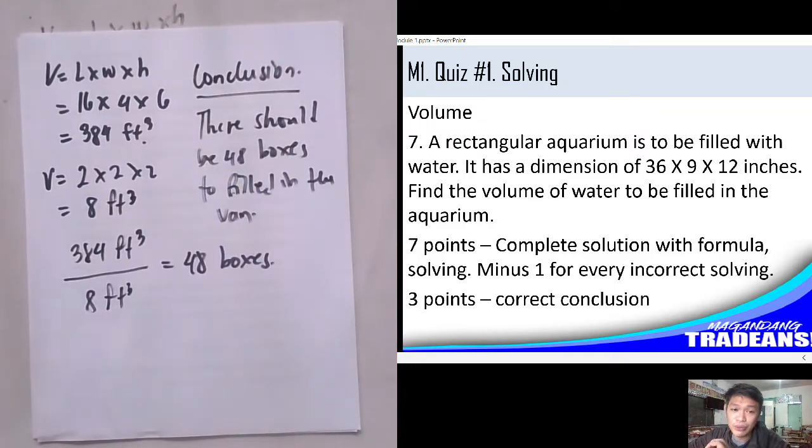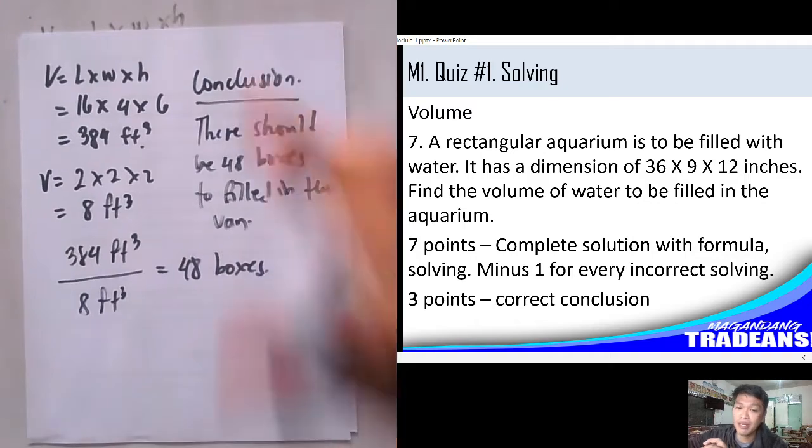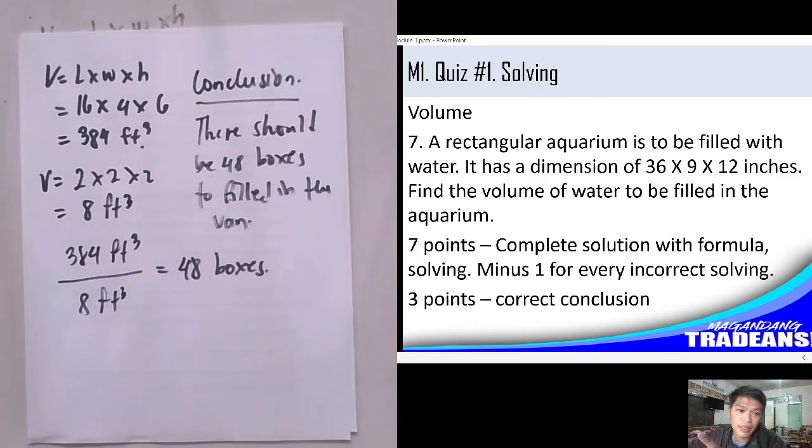Now, 3 points po yung conclusion, kaya ako ginawang conclusion ngayon para meron kayong example. Take note, the question here is find the volume of the water to be filled in the aquarium. So therefore, ang conclusion dito, the volume of the water to be filled in the aquarium is blank. Okay? So that is how to solve for this quiz number 1, part 2. Okay? So I'll be giving you 5 minutes to answer this one, then we will check afterwards.